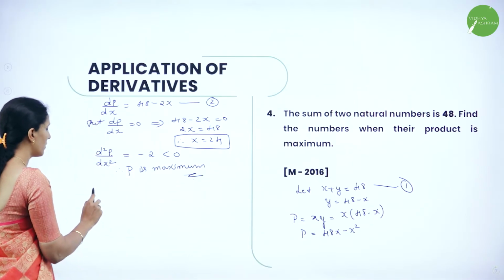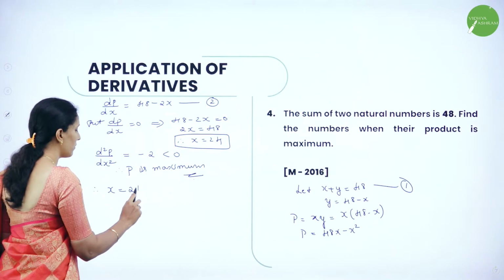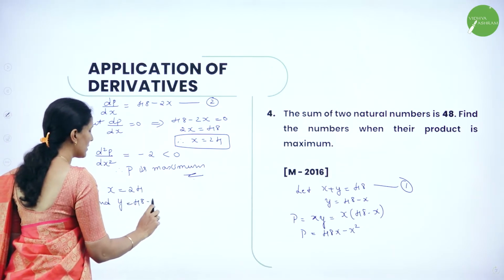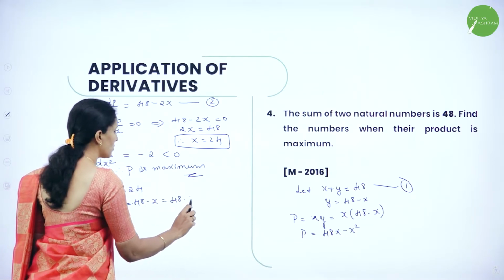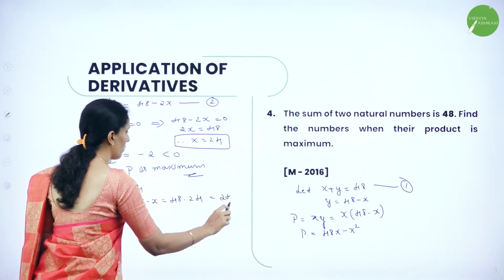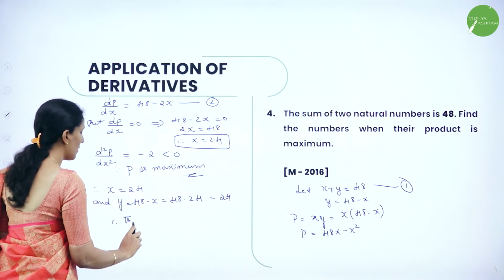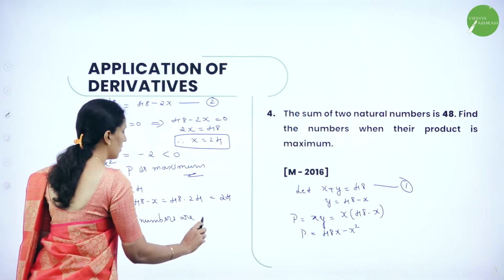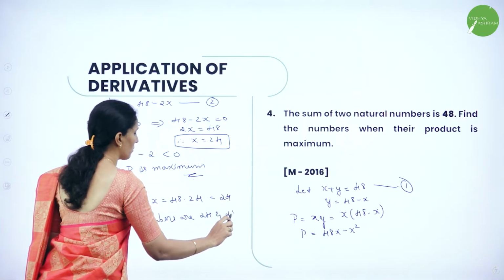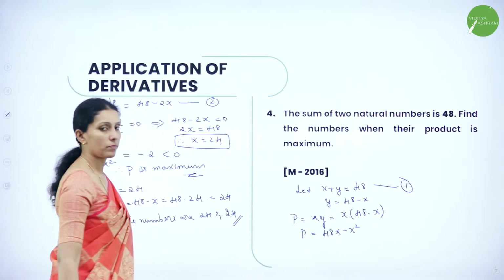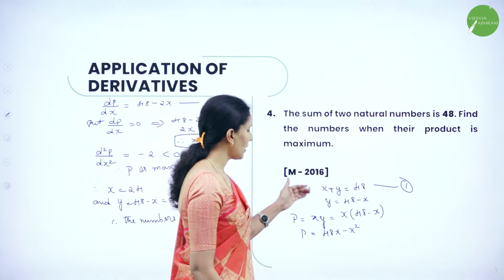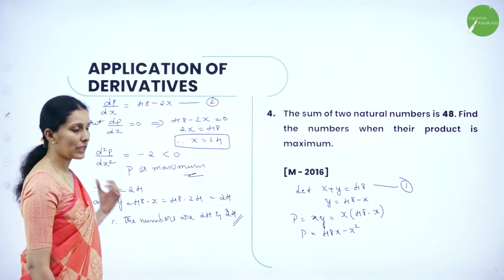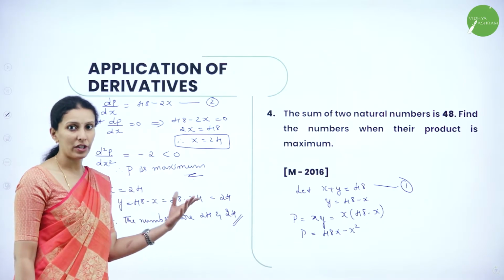So therefore, x is equal to 24, and what is y? Y is 48 minus x, which is 48 minus 24, is equal to 24. So therefore, the two numbers are 24 and 24. So first, verify the given condition, that their product is maximum. If it is true, then we can take the number as 24 and the other number as 48 minus 24, which is 24.